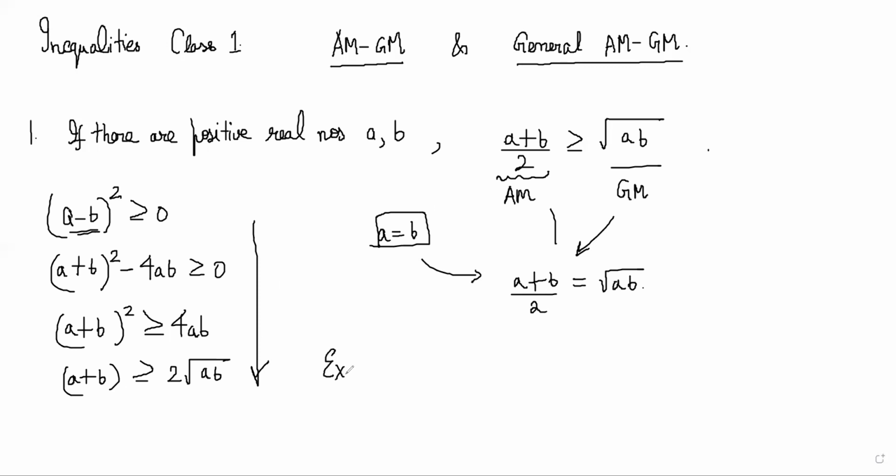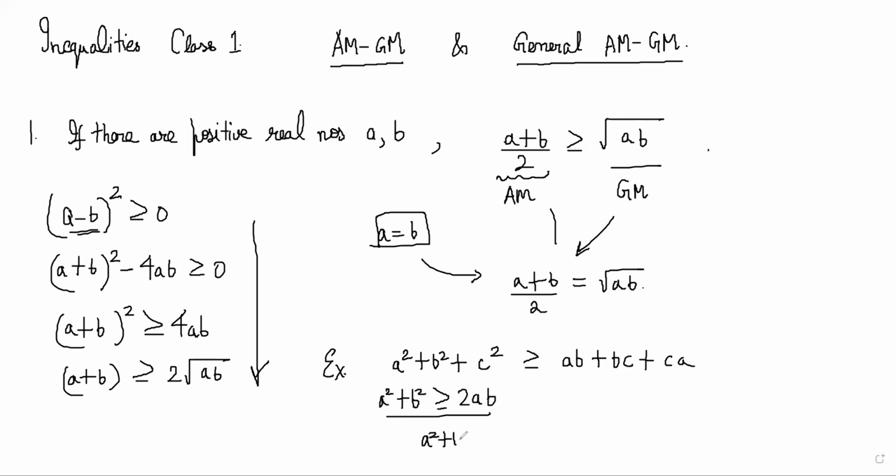So a typical example of this could be: prove that a square plus b square plus c square is greater than or equal to ab plus bc plus ca. So what you can do is just prove that a square plus b square is greater than or equal to 2ab, which is directly from AM-GM. How does it come from AM-GM? Everyone should be aware of that. So it is basically (a square plus b square) by 2 is greater than or equal to root over a square b square. So then it follows.